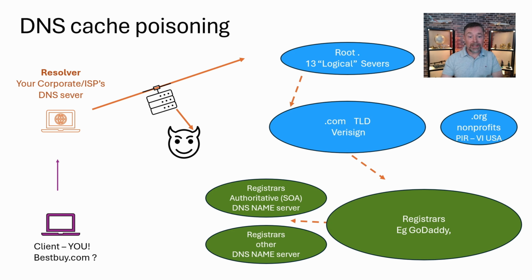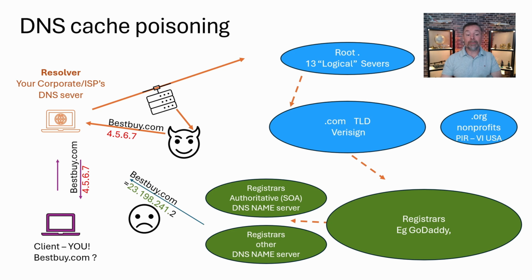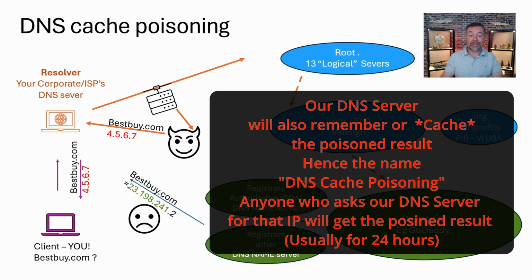But what happens instead is the attacker replies back to us more quickly. And in normal DNS, the first person to reply is the answer we trust. Even if the real answer comes later, it's ignored because we take the first answer we get, and now we have the wrong IP address for bestbuy.com. Instead of having 23.198.241.2, if that's what it is, we have 4.5.6.7.